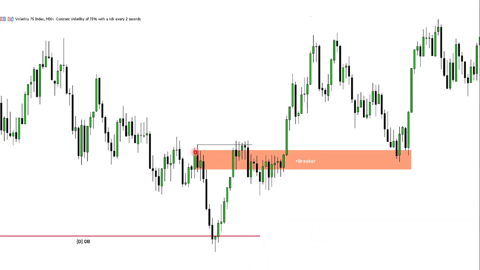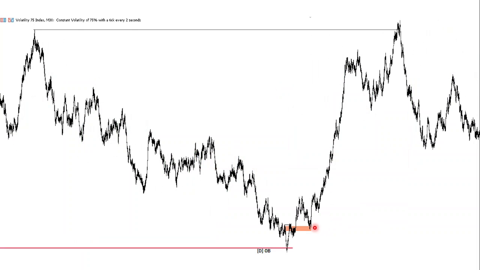Alternatively, you could use the breaker block as your entry, right there, which is in a way in line with that fair value gap as well. So the breaker block was actually validated as part of it. It's also I would have thought enough.